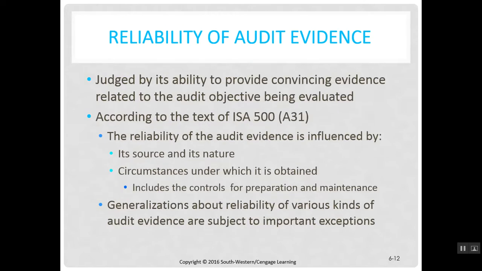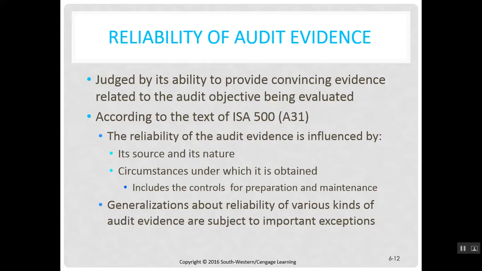When we're looking at the reliability of audit evidence, we're going to look at its ability to provide convincing evidence related to the audit objective being evaluated. So you can see what ISA 500 A31 says about reliability of audit evidence. You need to look at its source and its nature and the circumstances under which it's obtained.